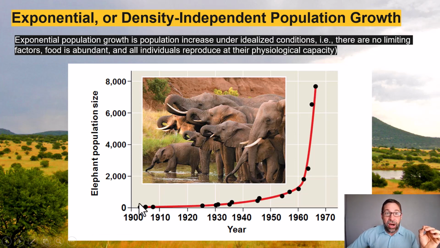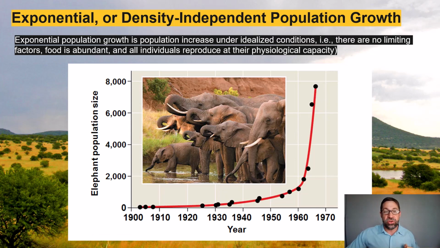And so the population grew, slowly at first, right? Because elephants have a long generation time. So there's a lag here before we see in the 1960s this inflection and then this exponential population growth. The population of elephants in Kruger National Park is going to go from 10 to almost 8,000 in about 60 years.